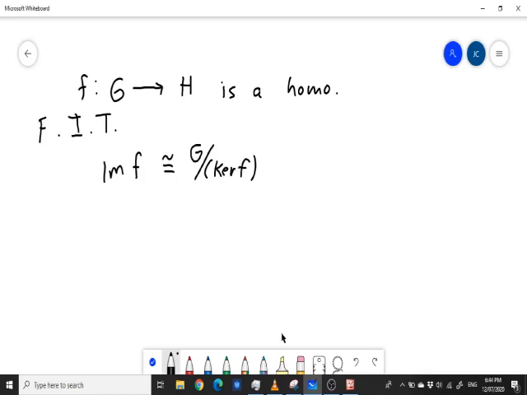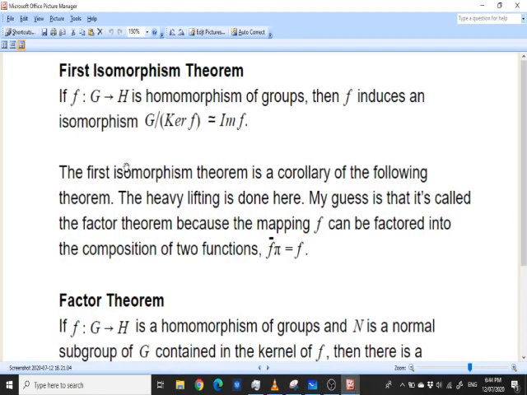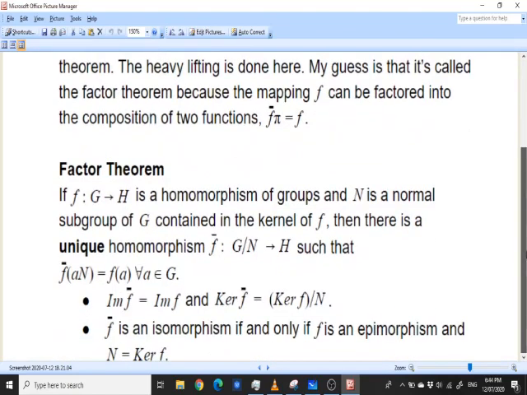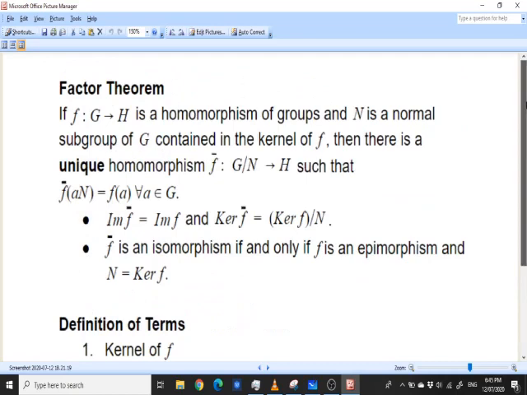So let's go back. Again, if f from G to H is a homomorphism of groups, then f induces an isomorphism: G mod kernel of f is isomorphic to the image of f. But actually, this result, the first isomorphism theorem, is simply a corollary or direct consequence of the factor theorem. So what does the factor theorem say?